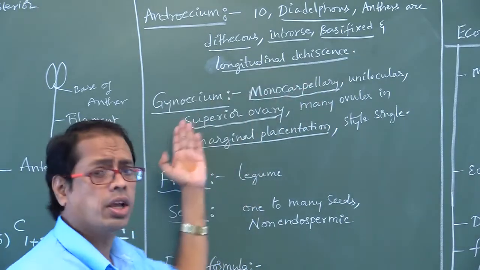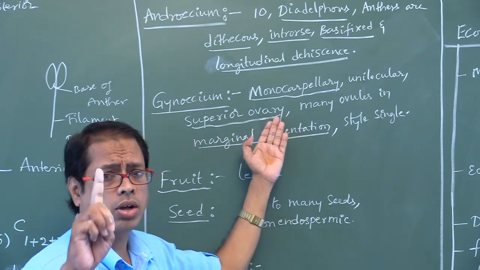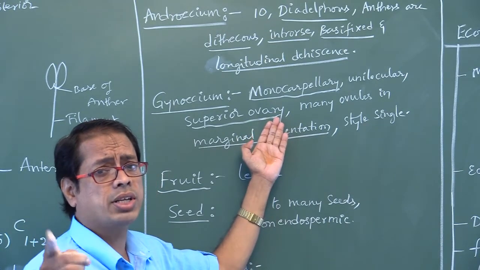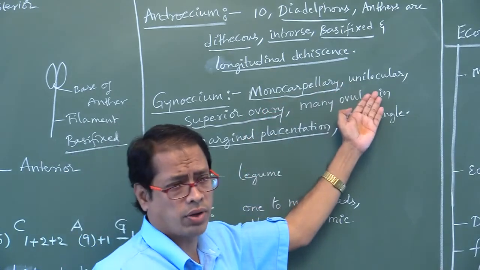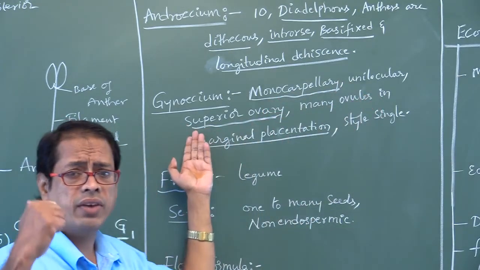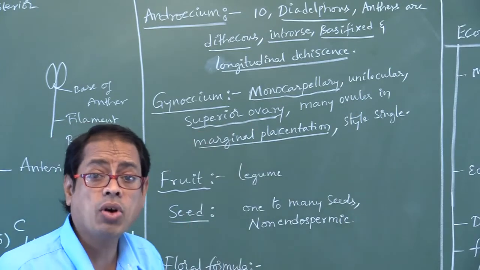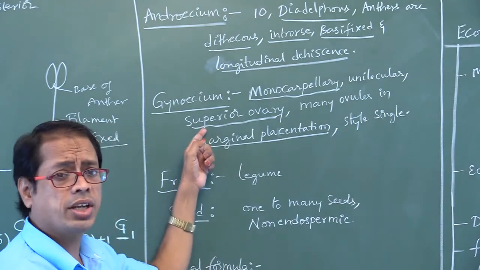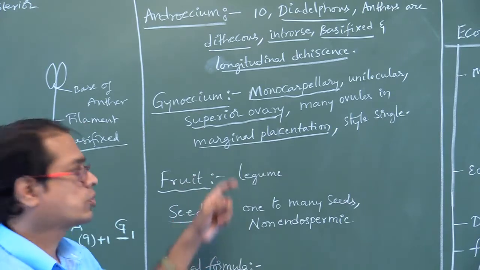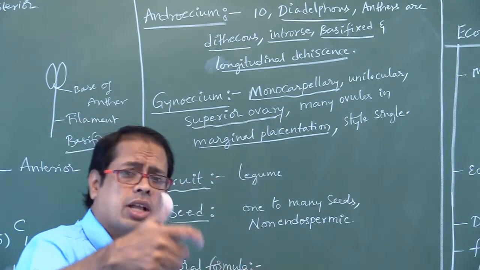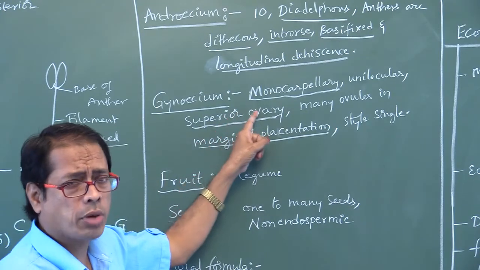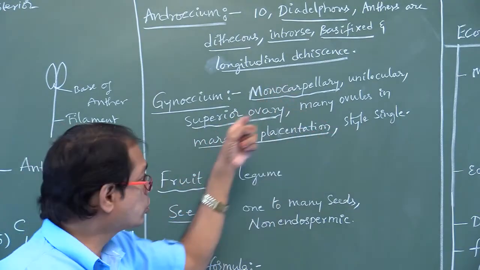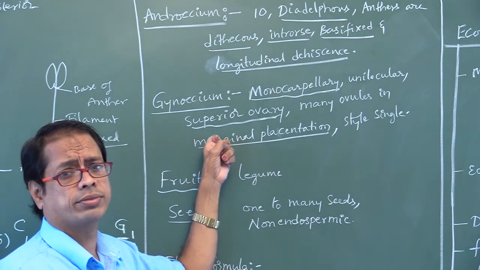Next, gynoecium. Number of carpels, one carpel present. One carpel means one locule. Monocarpellary, unilocular ovary. What type of ovary? Previously we discussed hypogynous flowers. Hypogynous flowers means superior ovary. So in the remaining 2 families also superior ovary is present. So monocarpellary, unilocular, superior ovary present.